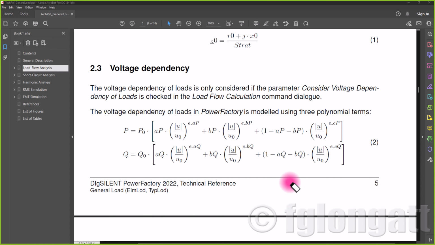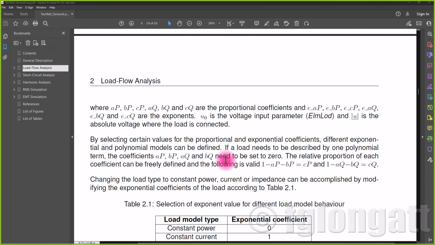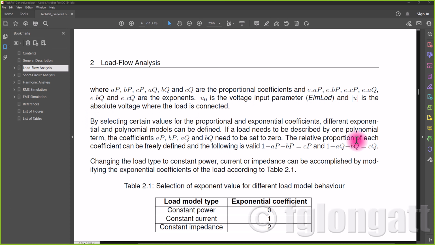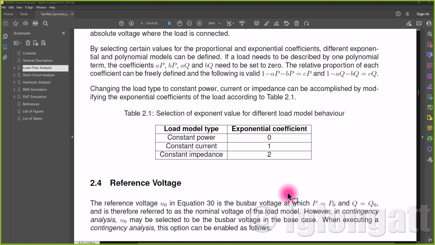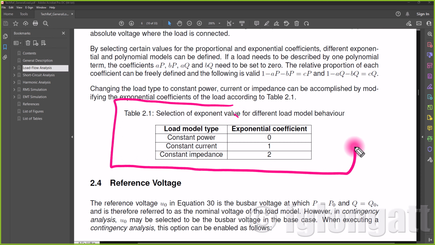Okay, I gave a very reasonable and very basic explanation about active and reactive power. However, if you want to read more, what you need to do is come here and read. There are also many IEEE papers discussing the ZIP model, I mean this voltage dependence model, and you can go to IEEE Xplore and read more, okay? You don't need to ask me. However, what is important here for my students, especially related to the assignment, is table 2.1, okay?